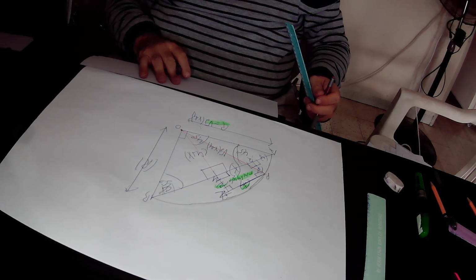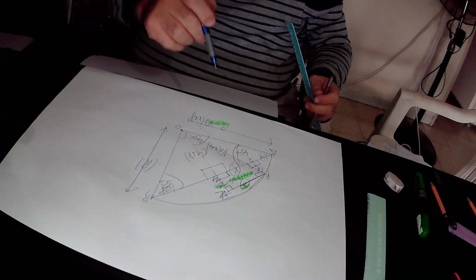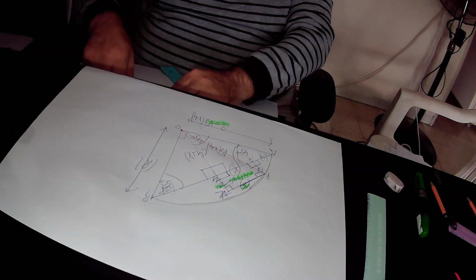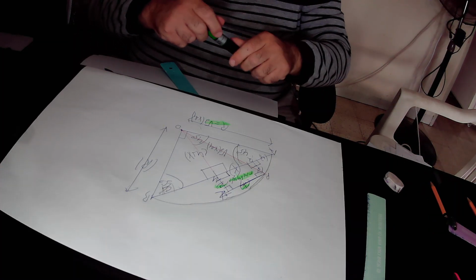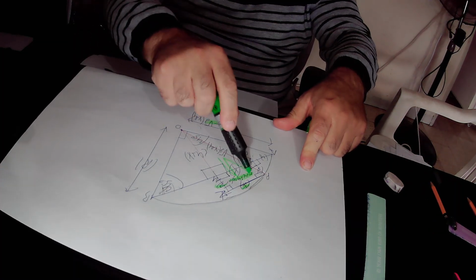In the next step, we will implement the Pythagorean theorem on this right triangle PNO. Repeat again, we will implement the Pythagorean theorem on this right triangle PNO.